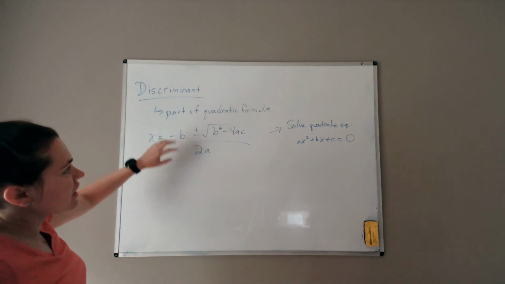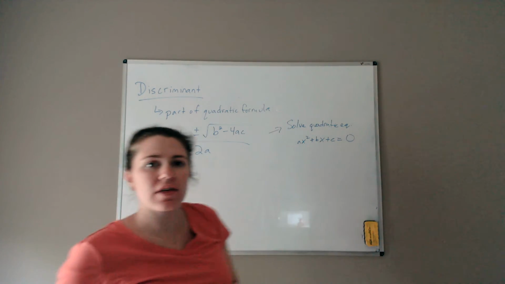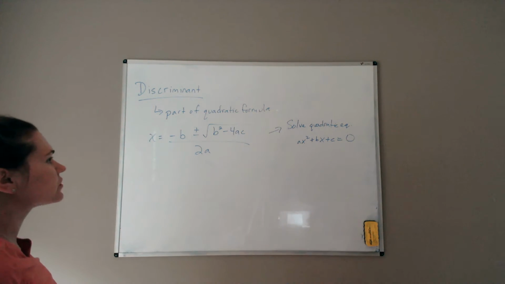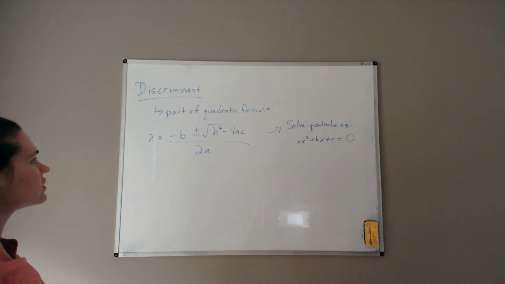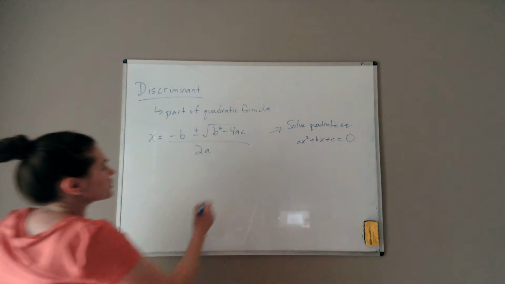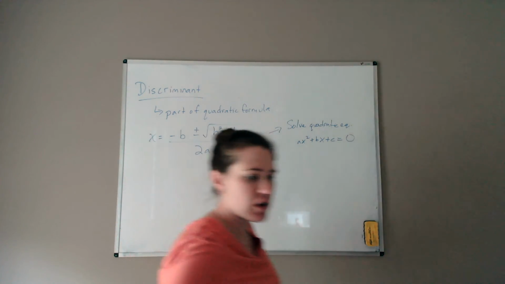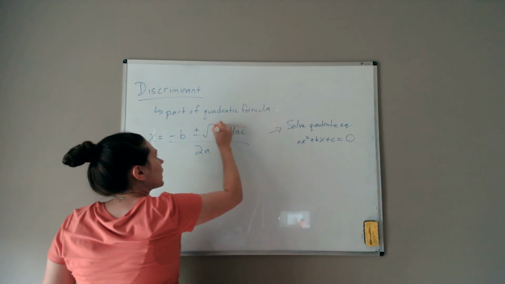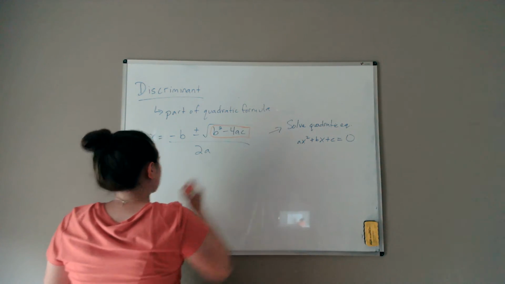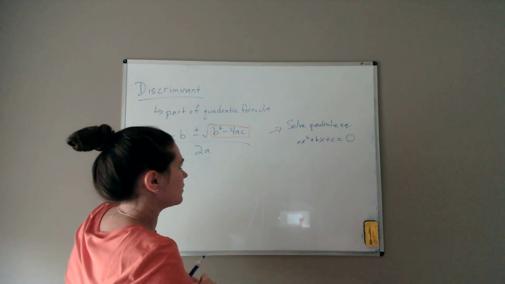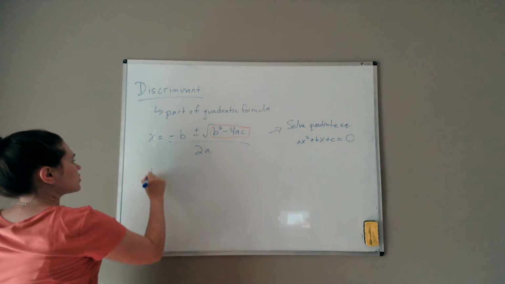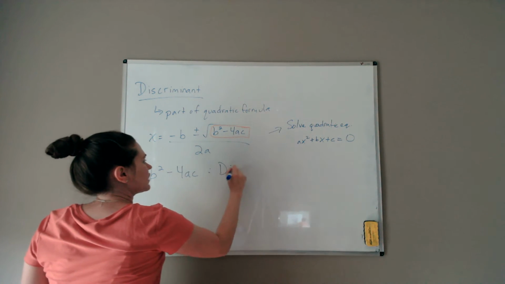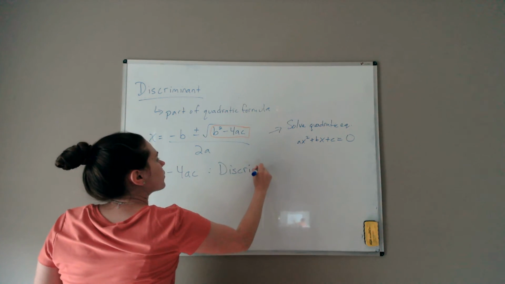Remember, this is the end process of completing the square with a, b, and c, instead of having specific values for those coefficients and constant term. Now, the discriminant is just the expression under the radical, okay? That's called the radicand, the expression under the radical. So b squared minus 4ac is called the discriminant. It's just a part of the quadratic formula.